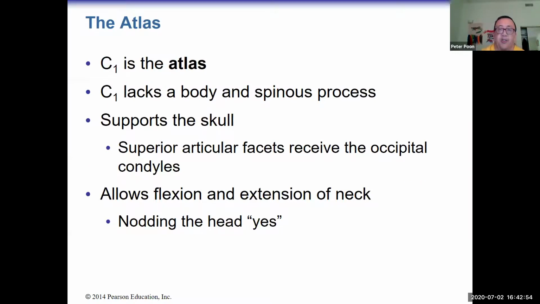C1 is special. C1 is called the atlas. In case you were wondering why it's called the atlas, it's named after the Greek titan Atlas, who held up the world. Your head is the world. The atlas bone holds up the world. C1 lacks the body and the spinous process. You'll see what happened evolutionarily to the body in a little bit.